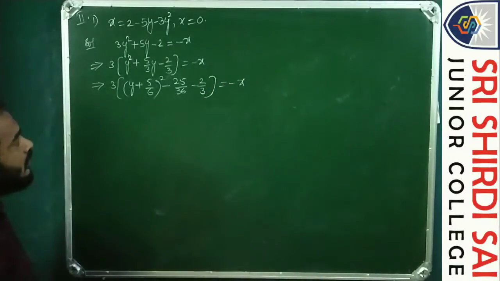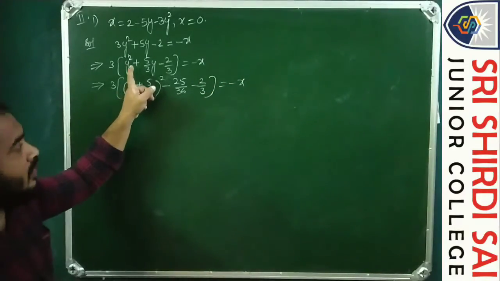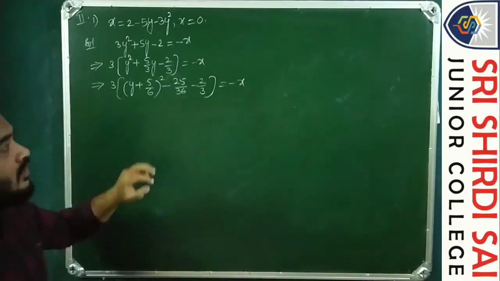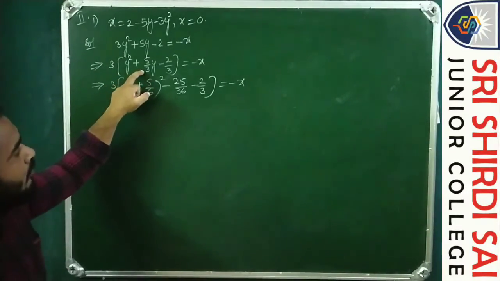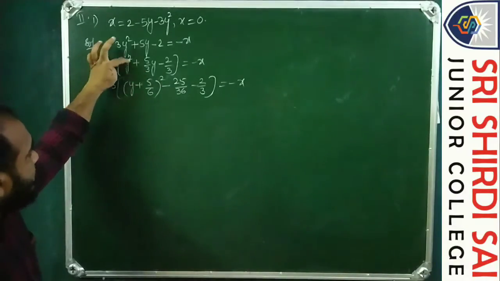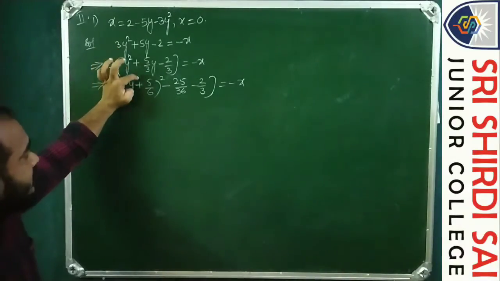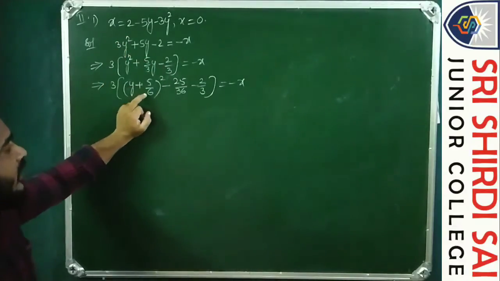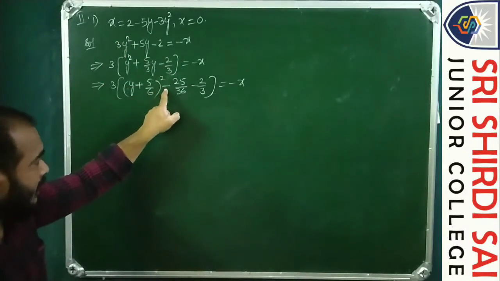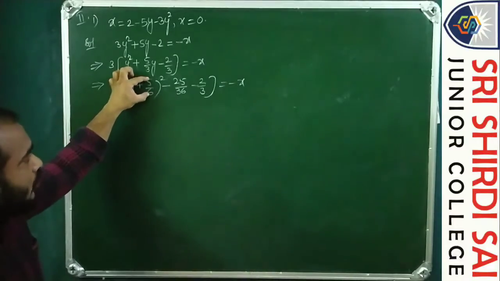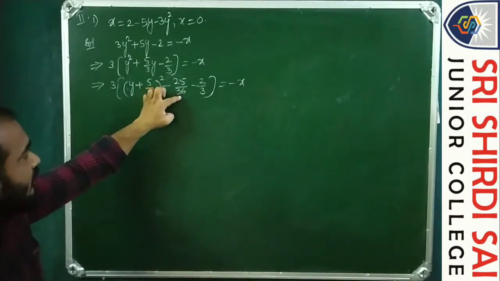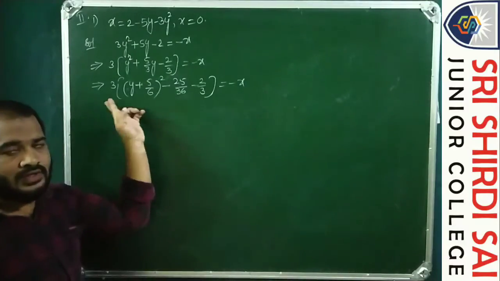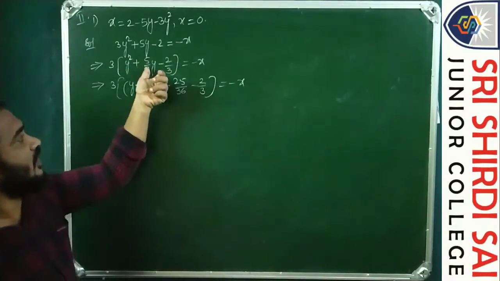That is, I am just trying to convert this into a plus b whole square, a square plus 2ab plus b square. See this, y square, y I have taken, plus the coefficient of y is 5 by 3, take its half, complete the square, minus 5 by 6 whole square is 25 by 36, minus 2 by 3. So if you simplify this, again we are getting this.